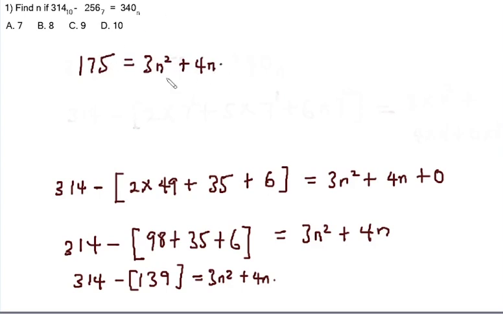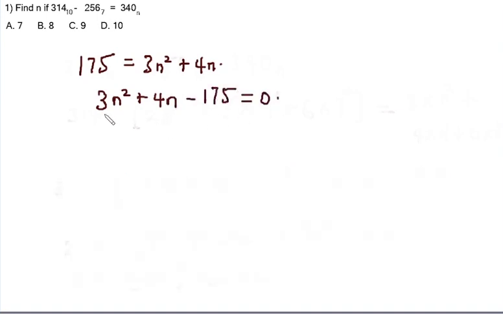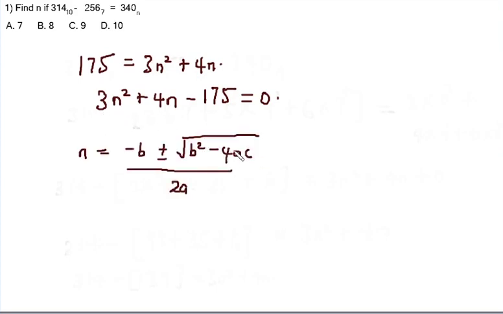If you move 175 over to the other side, we'll have a quadratic equation. So this is 3n squared plus 4n minus 175 is equal to 0. We can solve this equation through the quadratic formula. This is the quadratic formula that will give us our value for n, where, from this equation, our a is equal to 3, our b is equal to 4, and our c is equal to minus 175.